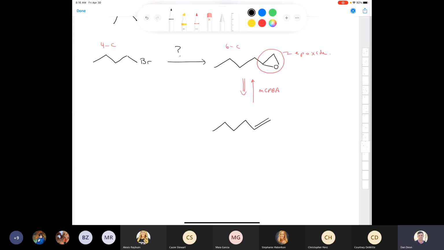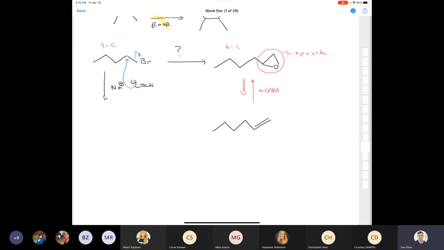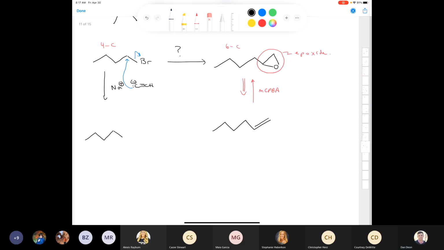We need to add 2 carbons to the molecule, right? We need to add 2 carbons, so let's treat it with sodium acetylide. That's going to do an SN2 reaction, right? Because this is a primary alkyl halide. That's going to give us this molecule, 1, 2, 3, 4, 5, 6 carbons.